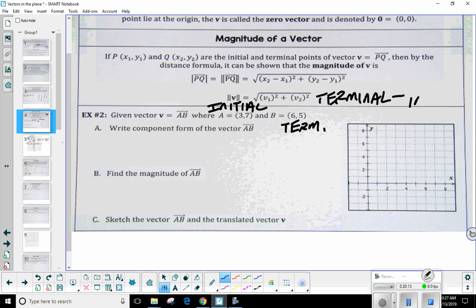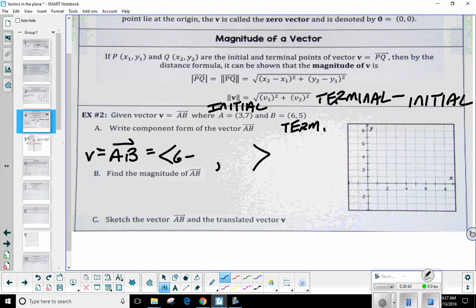Terminal subtracting the initial. Okay. Now remember, the component form is going to look just like an ordered pair, except with arrows instead of the parentheses that we normally have. So vector V or vector AB, again, whichever you want to write. For the first part, we have to take the difference of the x's. So would it be 3 minus 6 or 6 minus 3?